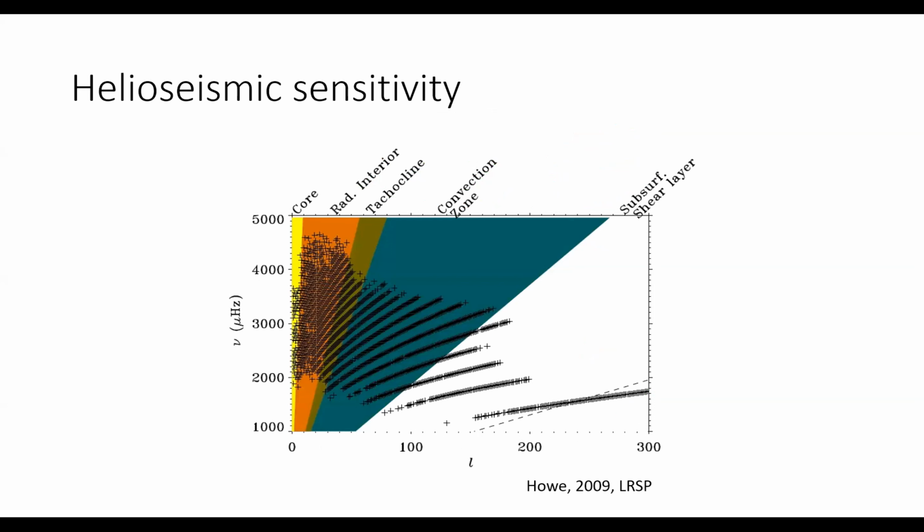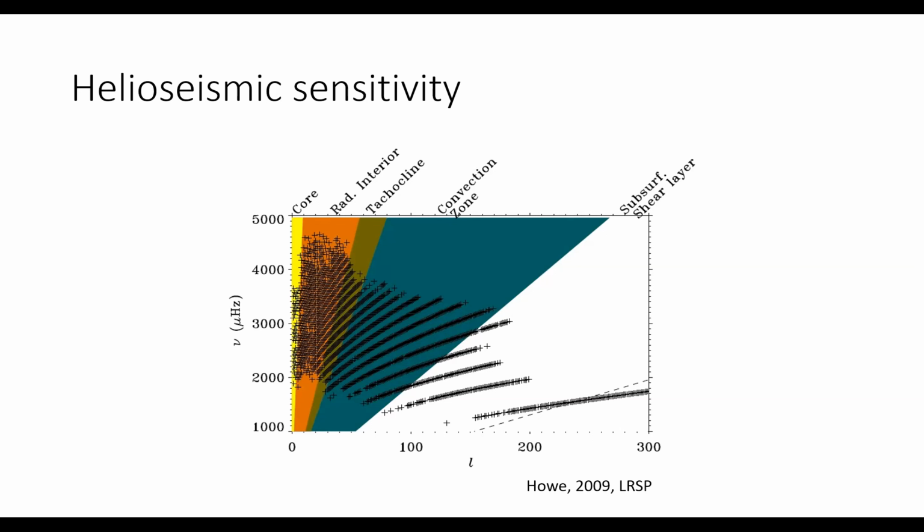So I want to start with just a little bit about what our observational data set is, which is of course helioseismic normal modes. And this is sort of important. Different modes, which we can identify by radial order and degree L, have sensitivities to different parts of the solar interior.